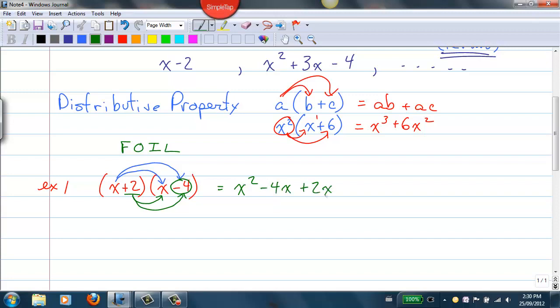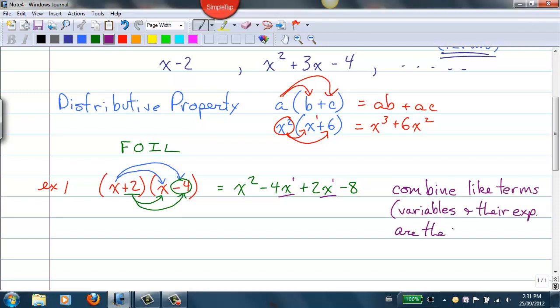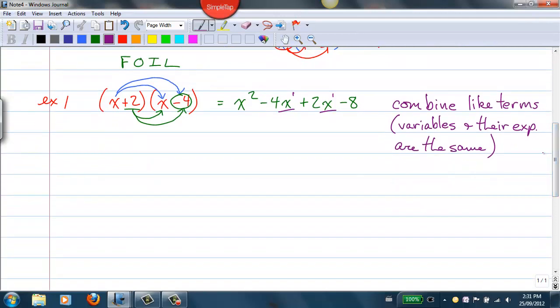So the first terms, x times x, gives us x squared. X times negative 4 is negative 4x. 2 times x is 2x. And 2 times negative 4 is negative 8. Now, the negative 4x and 2x are like terms, and we can combine those if the variables and their exponents are exactly the same. So negative 4x plus 2x comes in at negative 2x. So if we clean that up, we get x squared minus 2x minus 8.